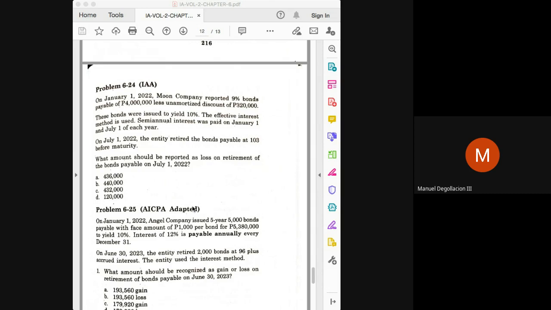Okay, very similar to problem 6-23. First, let's solve for the interest expense so that we can get the carrying amount of the bond, which we will have to compare with the retirement price so that we can compute for the loss on retirement.